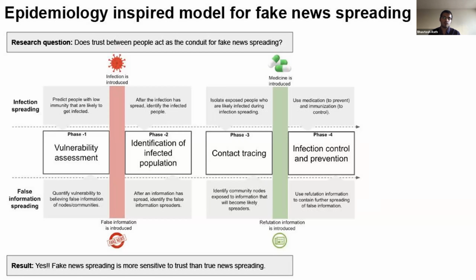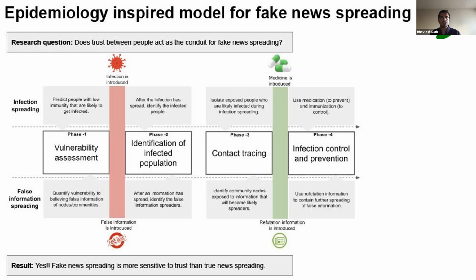The first phase, called vulnerability assessment, deals with a scenario where the infection has not yet been introduced into the social media platform. There you try to basically quantify the immunity of specific people and communities. And for that purpose, in the context of fake news epidemiology, I have tried to propose metrics to quantify the vulnerability of nodes and communities.